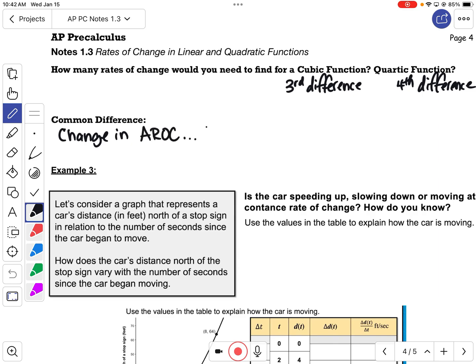Remember, common difference is just the change in the average rate of change. And we're going to keep doing it until it's constant. Actually, let's not say keep doing it. Let's say keep finding the change. I like that better.